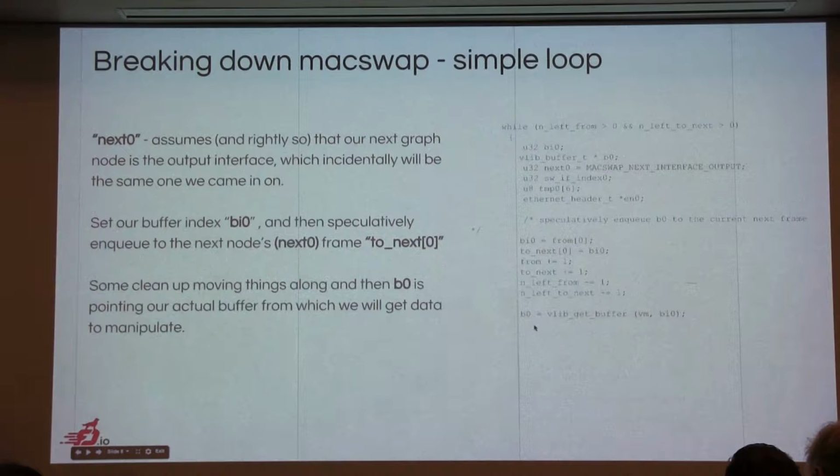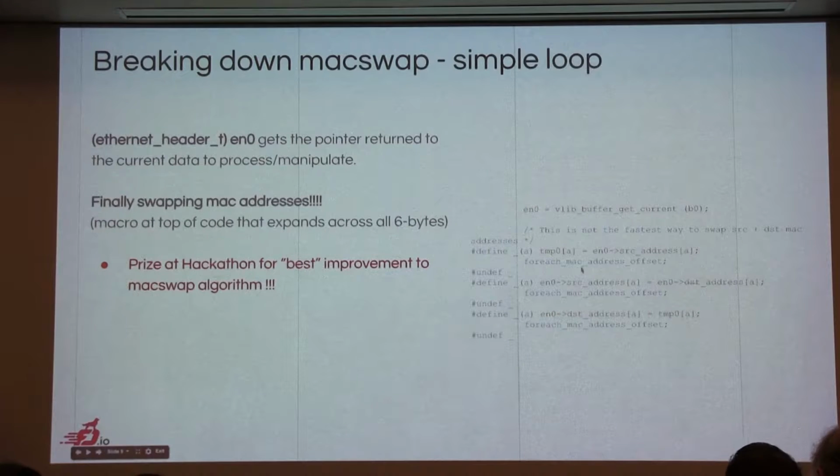Okay. And vlib_get_buffer gets us our buffer, and then we can actually start doing stuff with the MAC address. So once we get that buffer, or that pointer, or that index to the buffer, then we can actually get this Ethernet, en0. So en0 has type ethernet_header_t, and that gets a pointer to the current data that we're allowed to process and manipulate. And so now we can finally start swapping MAC addresses. So we create a temporary variable.